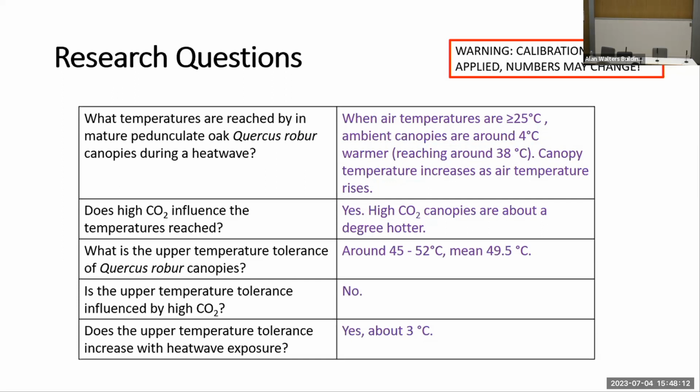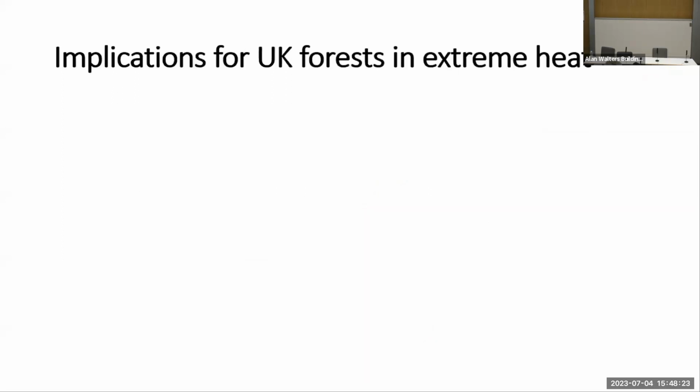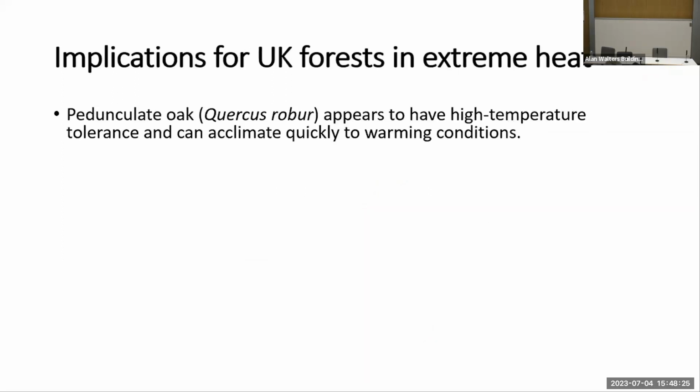We also wanted to find out whether the upper temperature tolerance increased with heat wave exposure. And that is also true. It increases by about 3 degrees Celsius. So the implication for oak forests from this kind of experiment is that Quercus robur appears to have high temperature tolerance, and they can quickly acclimate from the results that we have shown.